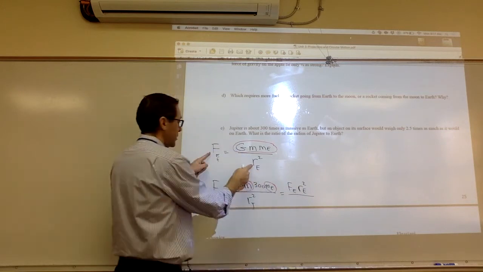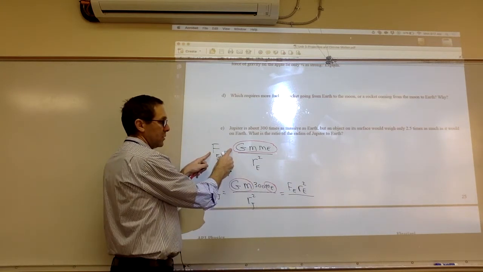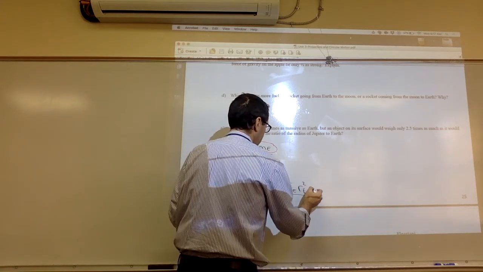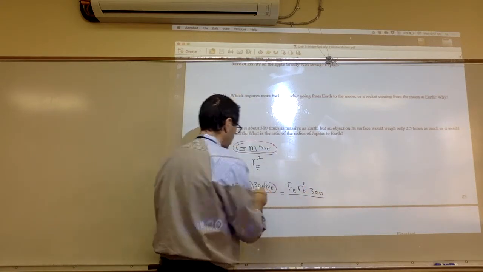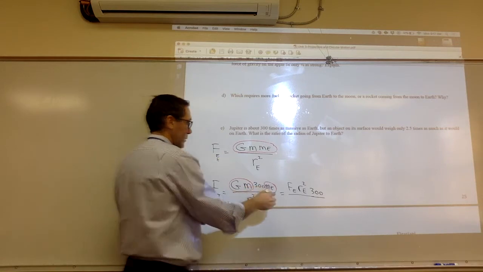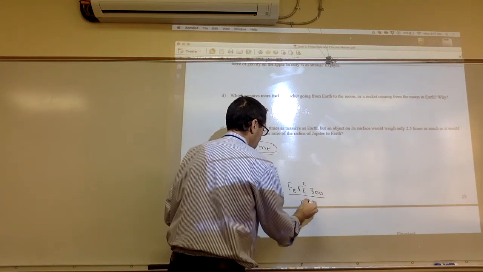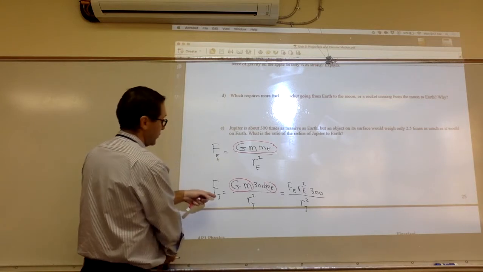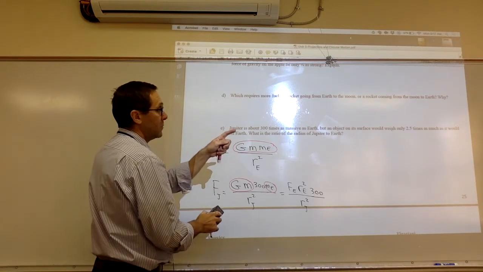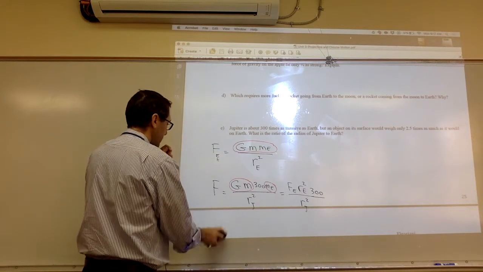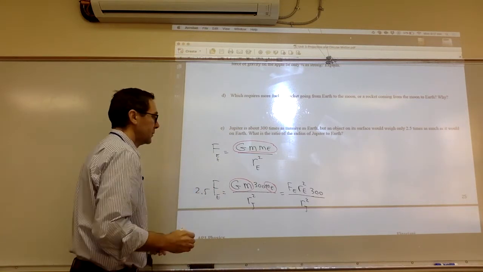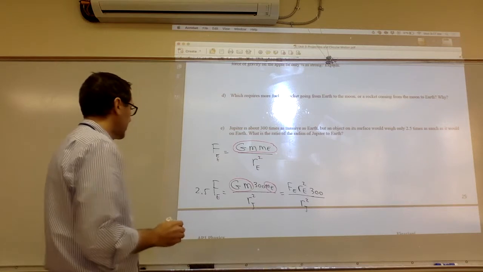In other words, I multiply these two together to get whatever is circled here, which is the same as up there, times 300, because that's still there, over Rj squared. Now it's telling us that the weight, or the force of gravity, is 2.5 times as much as it would be on Earth. So instead of Fj, I'm going to make this 2.5 Fe. All right, so let's see what we can accomplish here.